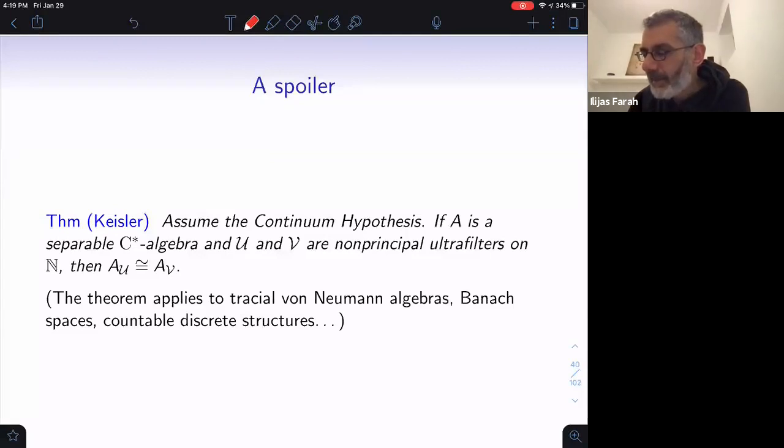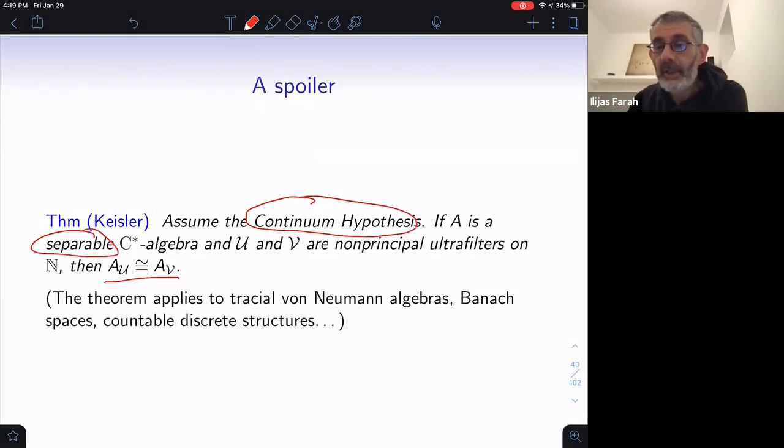So if A is a separable C-star algebra and U and V are non-principal alpha filters on the natural numbers, then their norm alpha powers are isomorphic. Same for tracial alpha powers if the tracial simplex is non-empty. And the theorem applies to tracial von Neumann algebras and whatnot. So basically, the only important bits here are the continuum hypothesis and separable, right? So assume the continuum hypothesis, all ultrapowers of separable whatever are isomorphic to one another. And this is purely a model theoretic statement.